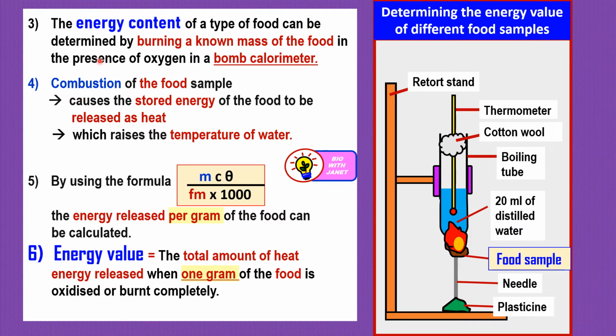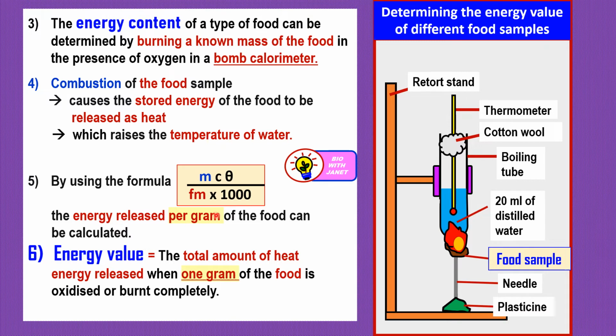So we can find out the energy content of a type of food by burning it in the presence of oxygen, so that there's complete combustion of the food, right? So combustion of the food sample will cause the stored energy of the food to be released as heat, and we use that to raise the temperature of water in the bomb calorimeter. And then by using a formula mcθ per fm times 1000, we can calculate the energy released per gram of food, right? So m stands for mass of water and fm stands for the mass of the food.